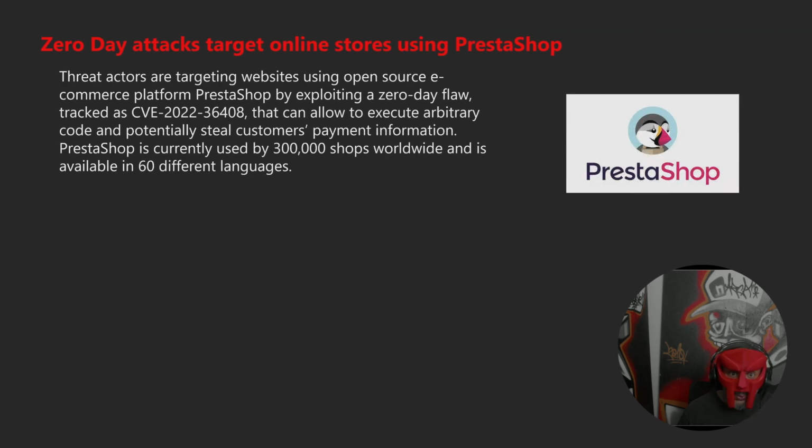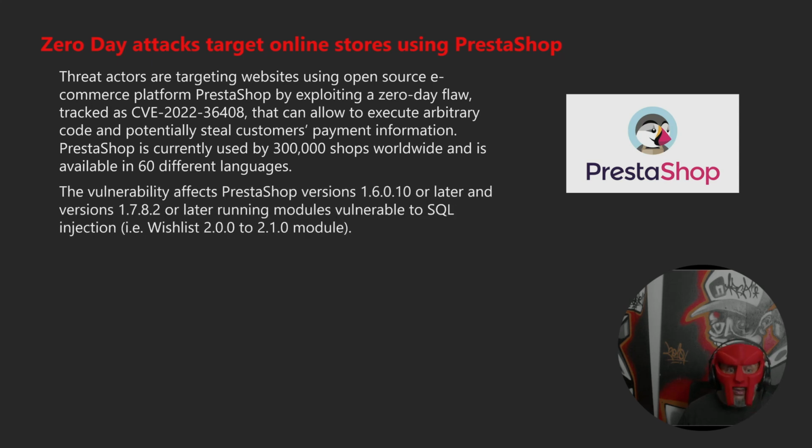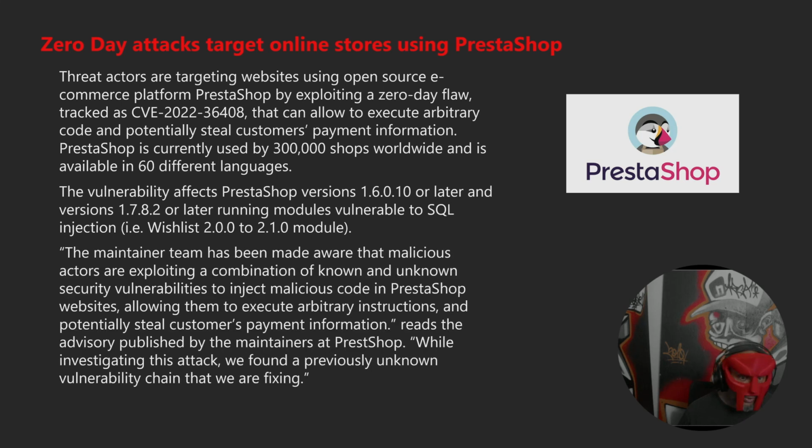Threat actors are targeting websites using open source e-commerce platform PrestaShop by exploiting a zero-day flaw tracked as CVE 2022-36408 that can allow them to execute arbitrary code and potentially steal customers' payment information. PrestaShop is currently used by 300,000 shops worldwide and is available in 60 different languages. The vulnerability affects PrestaShop versions 1.6.0.10 or later, and versions 1.7.8.2 or later running modules vulnerable to SQL injection, for example, the Wishlist 2.0 all the way up to 2.1.0 module.